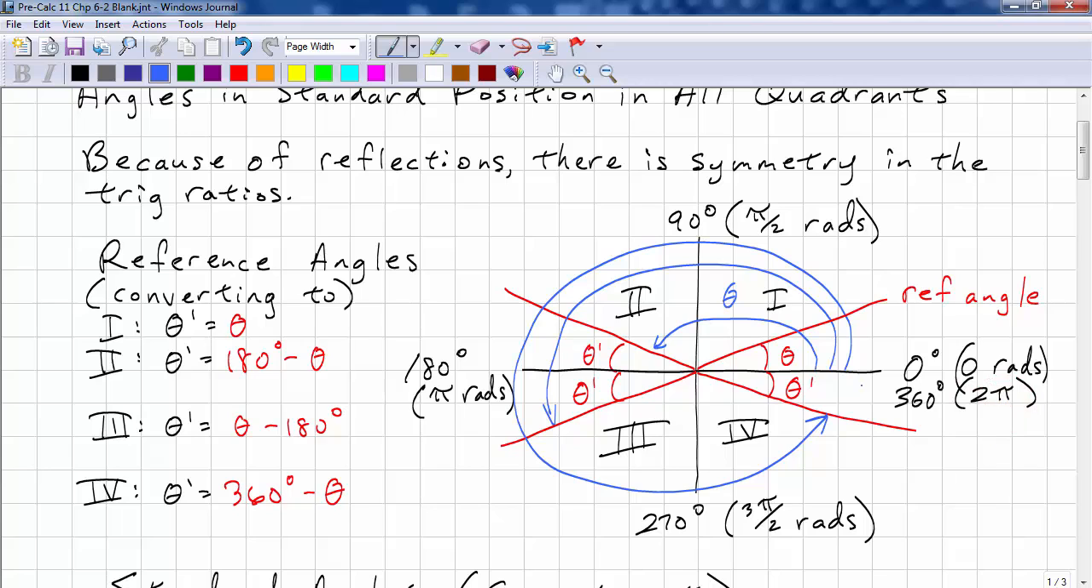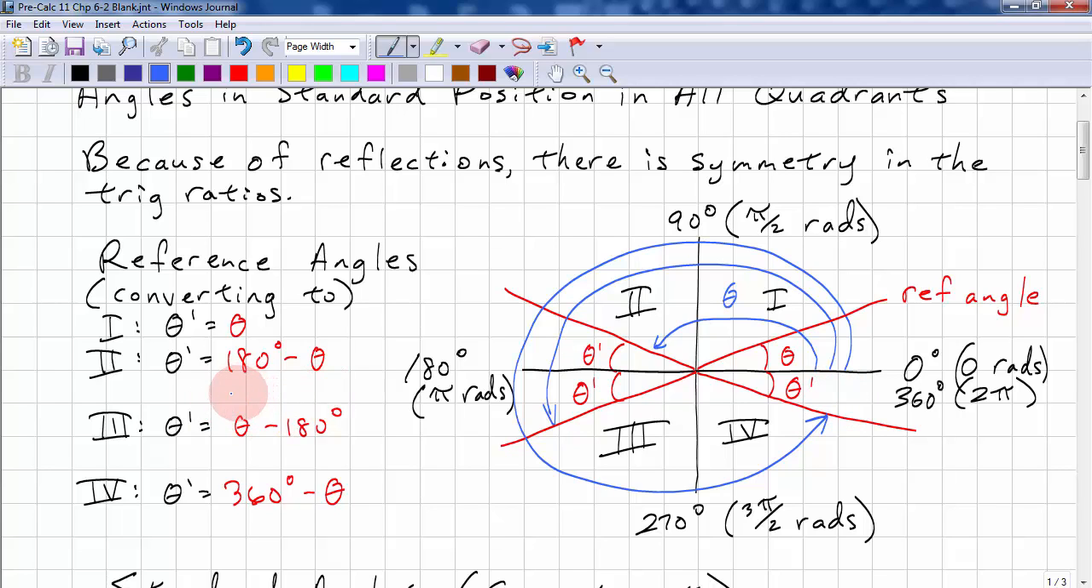Where do we get 2 pi from? Well, all the way around the circle is 2 pi. And if we're looking at the circumference, it's 2 pi r. Since radians is a measure of the arc length, or circumference, divided by the radius, we get 2 pi.